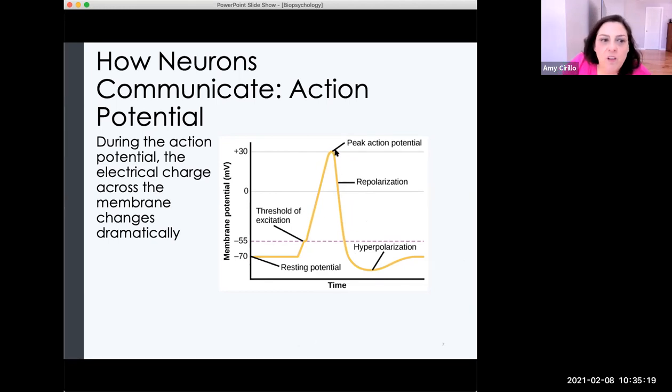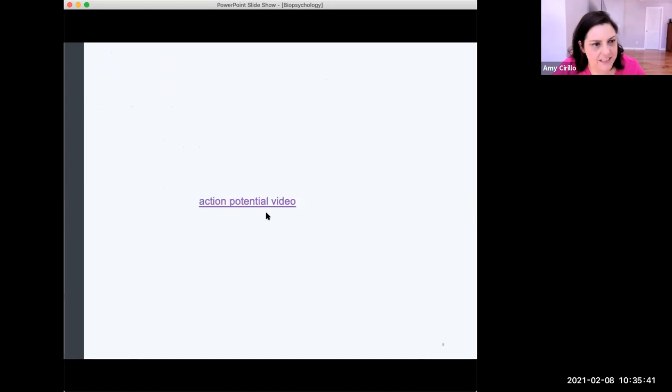And then once a lot of potassium gets out, it's like for a little while, it's just right. And then too much potassium gets out and it's hyperpolarized, negative inside the cell for a little while. Sorry, it's so hard for me to understand and explain this. I'm not a natural biologist. Thank God for videos. I have a little video of this.